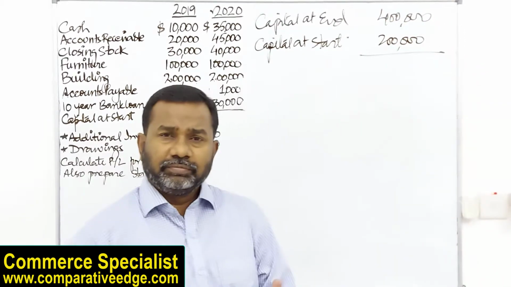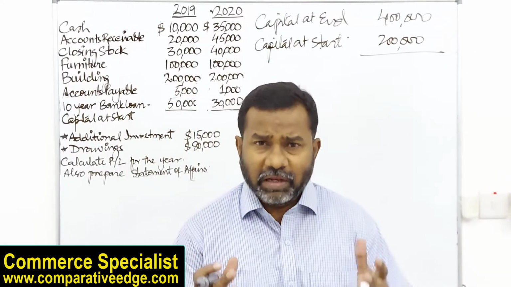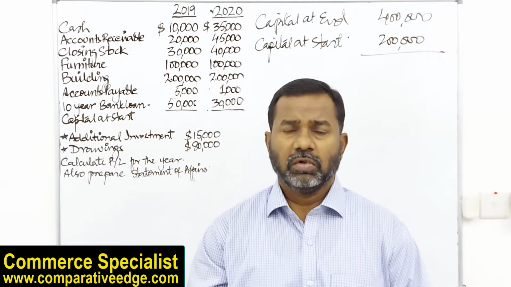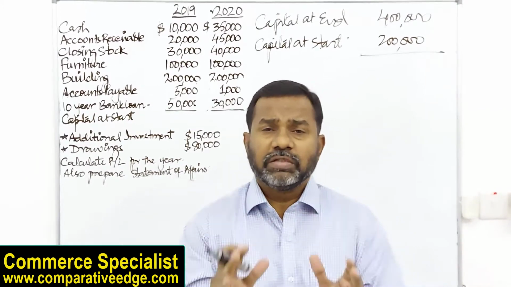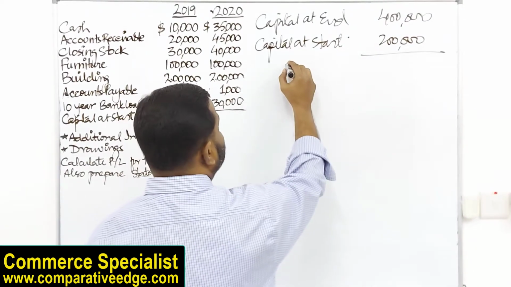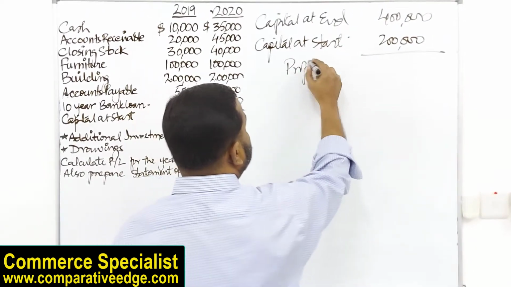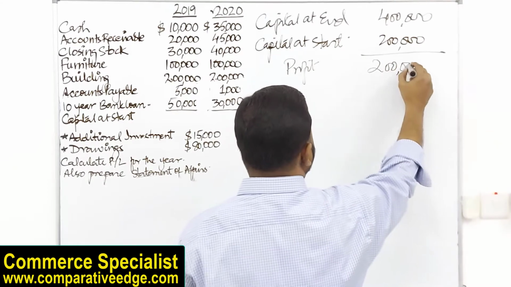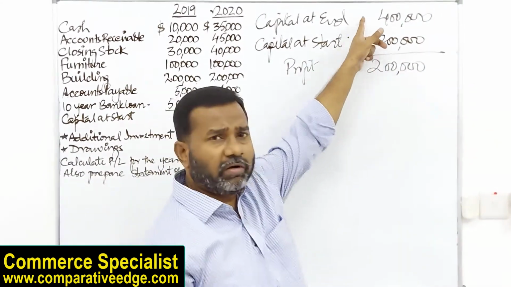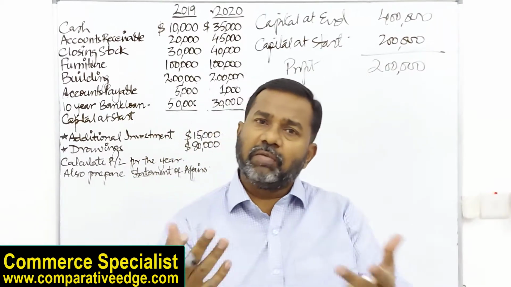So I asked them, do you have any other information? Can you recall something? They said no. So I told them, in the absence of any other information, your profit so far is 200,000. This is common sense. They started business with 200,000. Now they have 400,000. If nothing else happened, that means they made a profit.